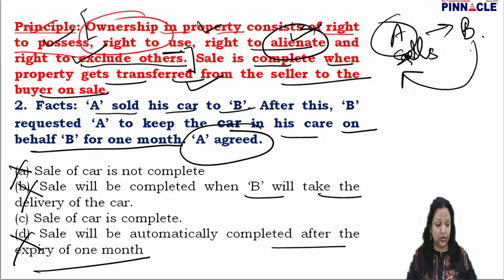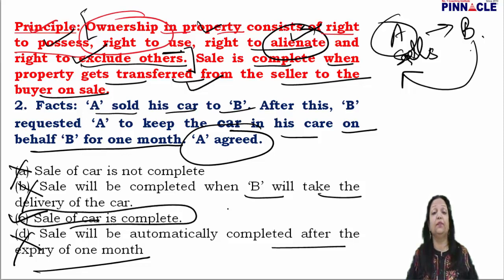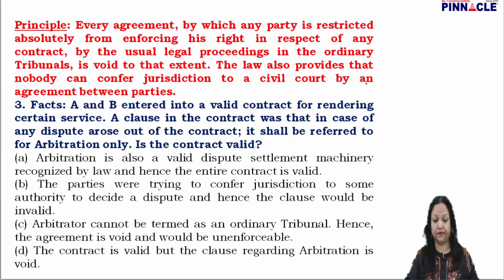Here, what is going to be my answer for question number 2? Answer will be C. Sale of car is complete. There is no question that it has not been completed. Okay, so what is the answer here? Answer here is going to be C. C is the right answer.